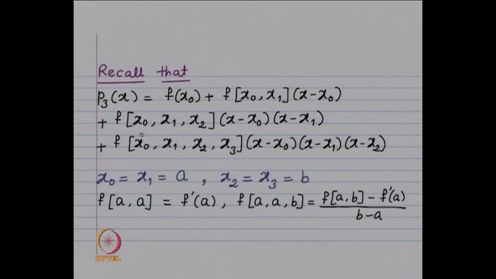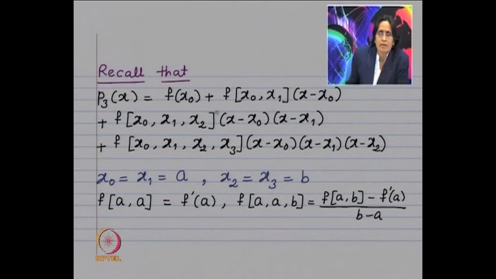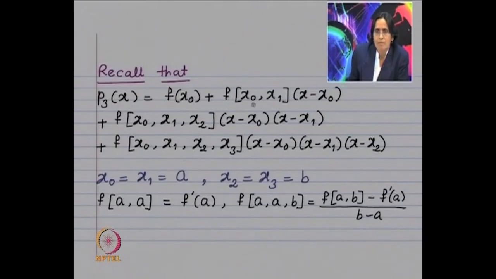Now, let us recall that if x 0, x 1, x 2, x 3 are distinct points, then the interpolating polynomial p 3 x is given by value of f at x 0 plus divided difference of f based on x 0, x 1 into x minus x 0, then divided difference based on x 0, x 1, x 2 into x minus x 0, x minus x 1, and the last term is divided difference based on the 4 interpolation points multiplied by x minus x 0, x minus x 1, x minus x 2.